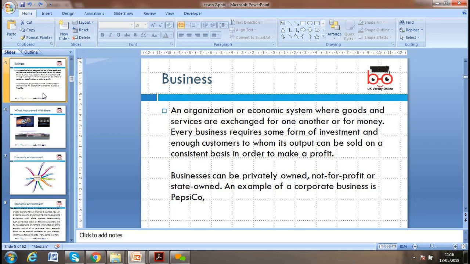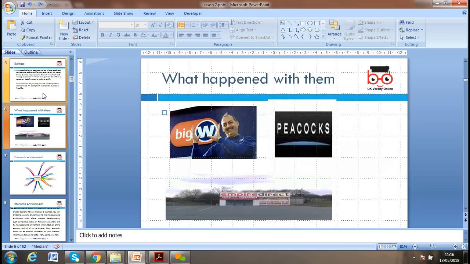A business can be privately owned, not for profit, or state owned. An example of a corporate business is PepsiCo, which is a public limited company. So we can go through that as well.